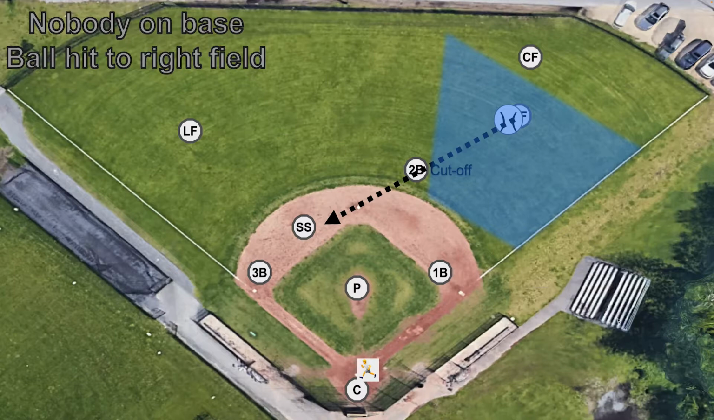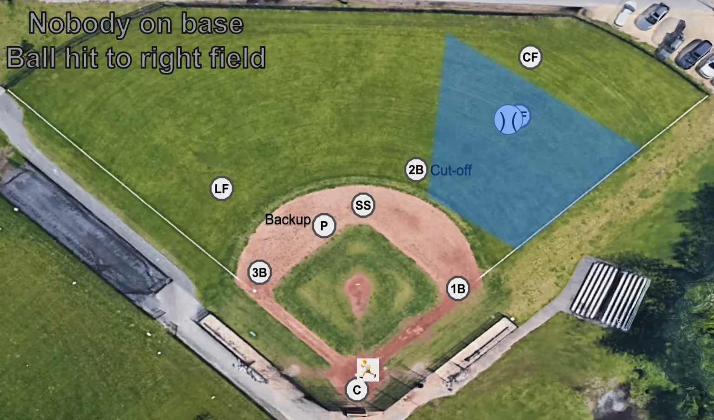Outfielders, you need to throw it so that if your cutoff needs to catch it, it's not too high over their head. It's not off to the side or at their feet. You want to give them a really good throw so that they can cut it off if necessary. So now we got the shortstop is going to be covering second. First base is going to cover first in case there's a play there. Pitcher, you are backing up. Left field, also backing up.